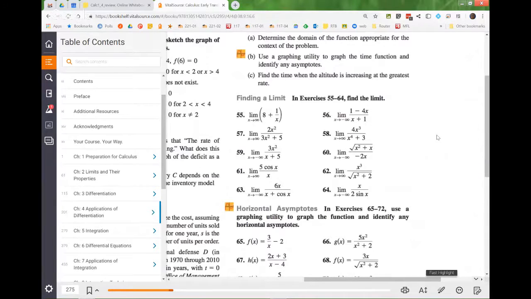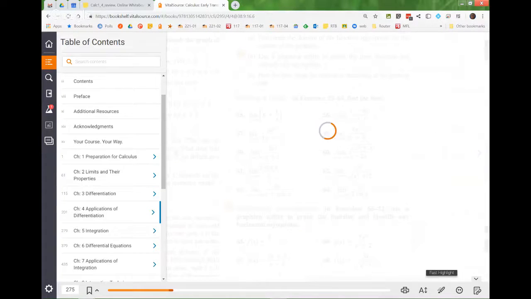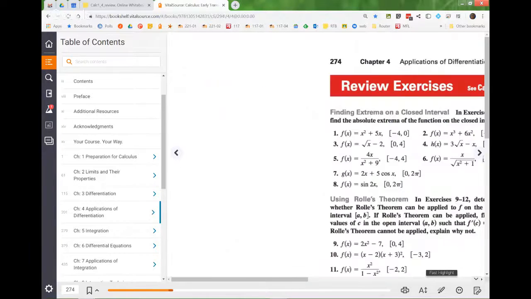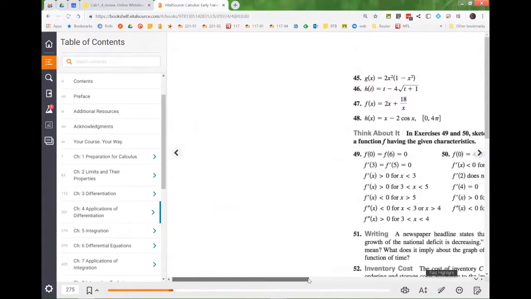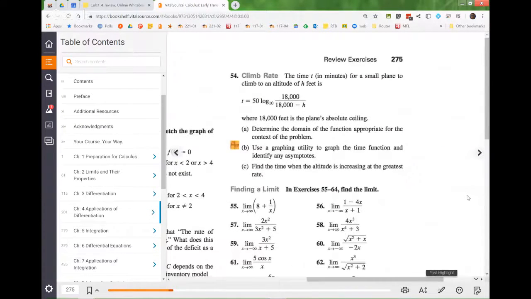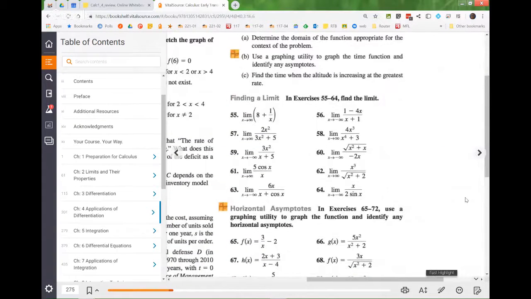Okay, how are we going to do number 55? x approaches infinity. Well, the limit of 8 as x approaches infinity is 8. And the limit of 1 over x as x approaches infinity is 0. Oh, I can't write on here. Sorry, I just goofed this up. Anyway, the limit of 8 as x approaches infinity is 8. The limit of 1 over x as x approaches infinity is 0. And 8 plus 0 is 8.